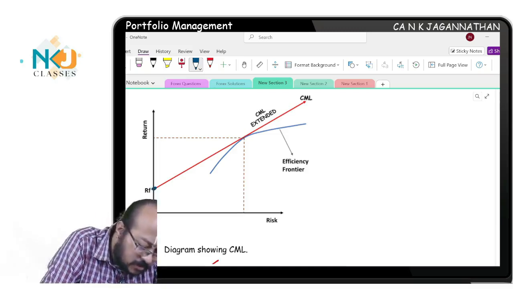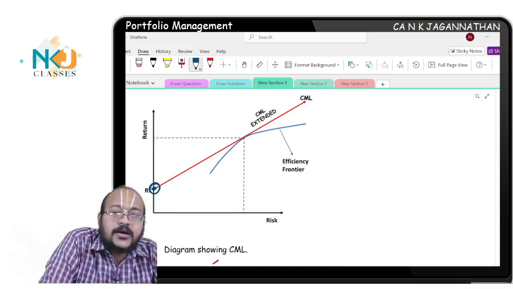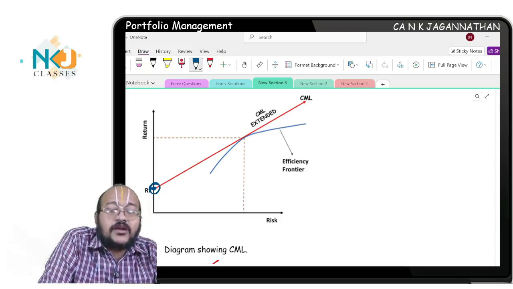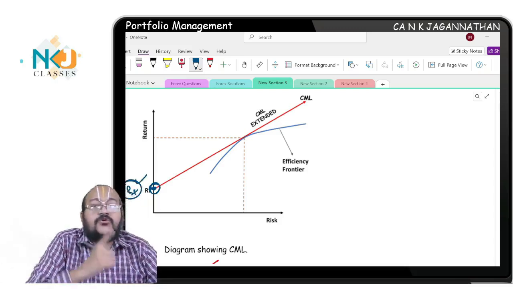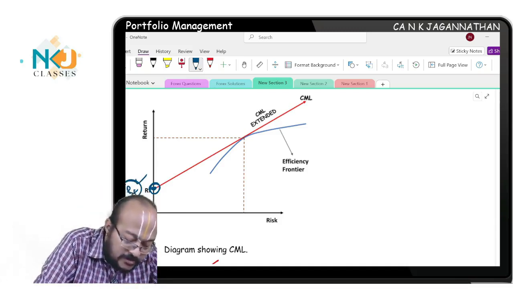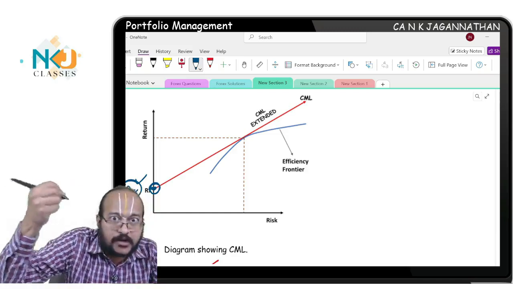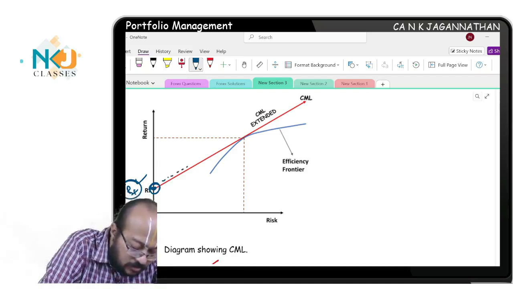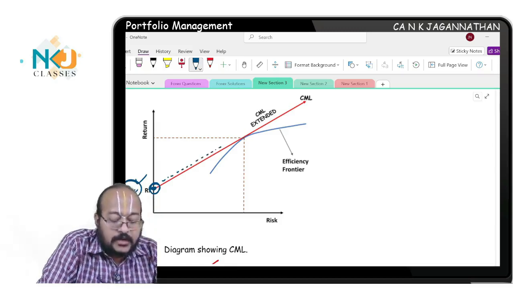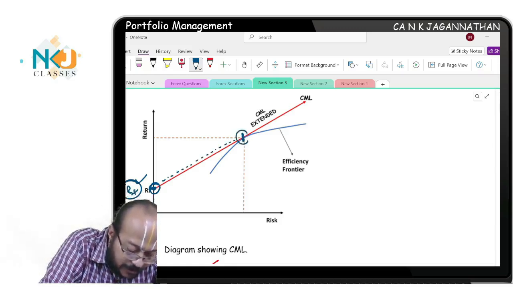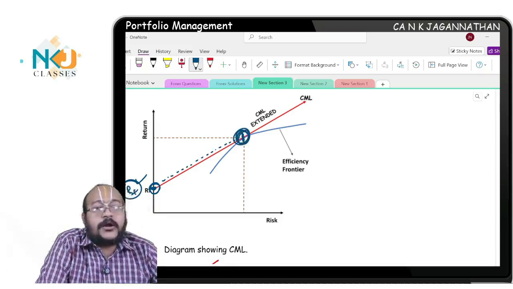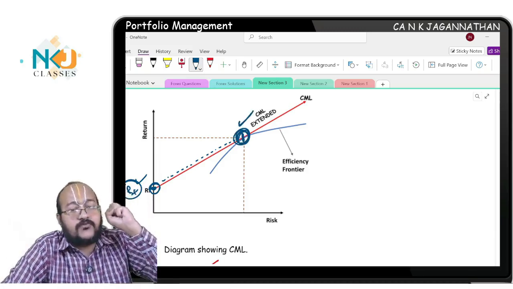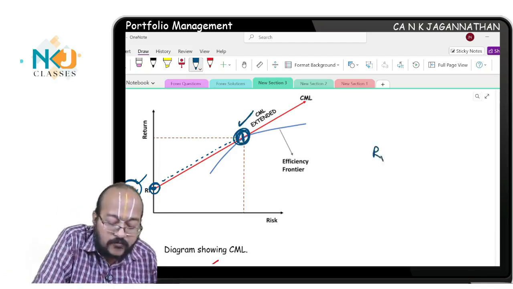When I invest my entire money in RF, this point will be there. All my money will be blocked in the risk-free security. The return I will earn is exactly RF, the risk-free rate of return. As and when I keep on injecting the market security, the index, into the portfolio, the return keeps on increasing. And at the point of tangency, 100% of my money is invested in the market. Very simple. If I invest 100% of my money in the market, I will earn the return of the market, RM.